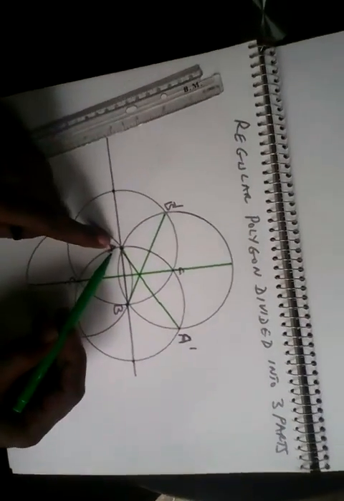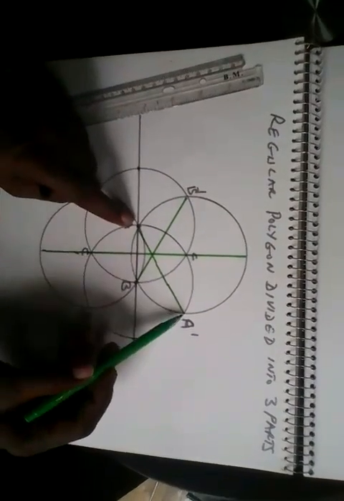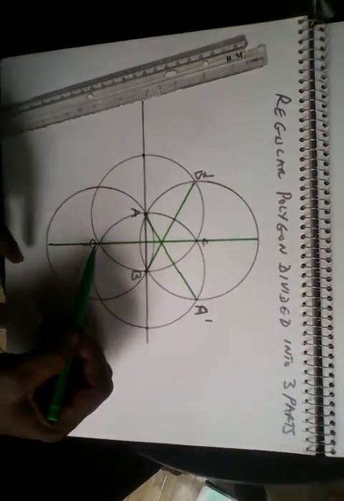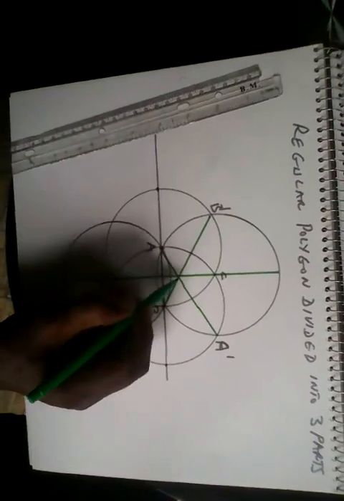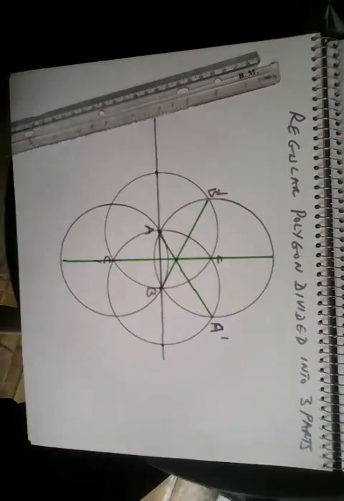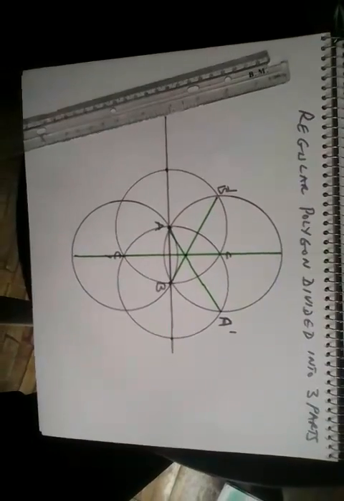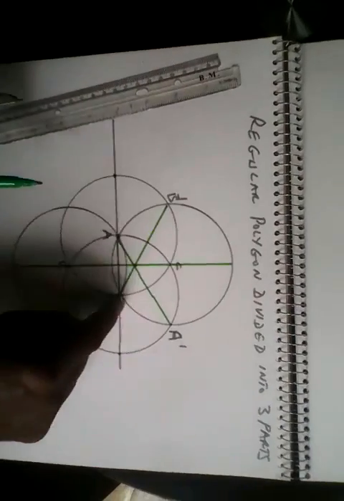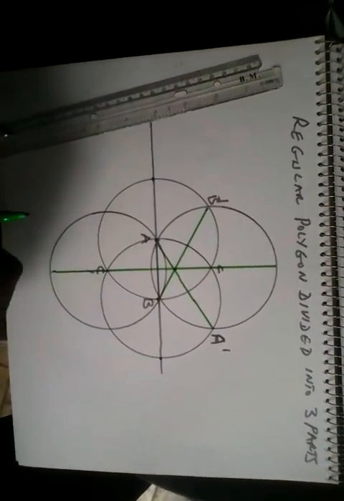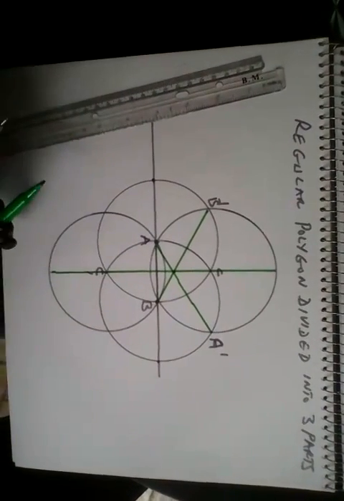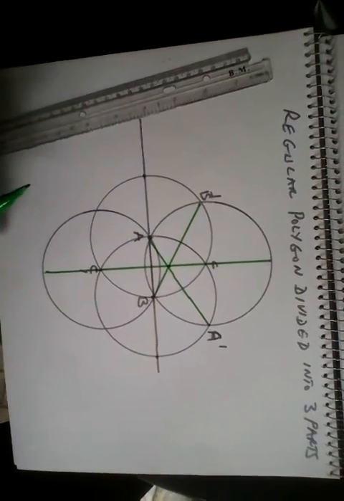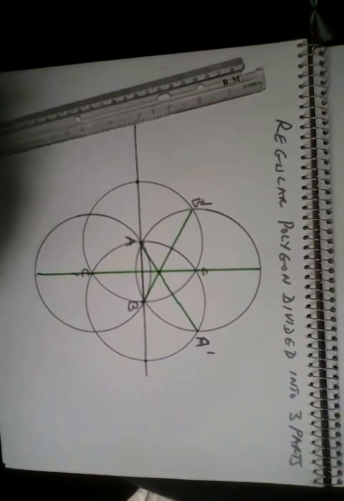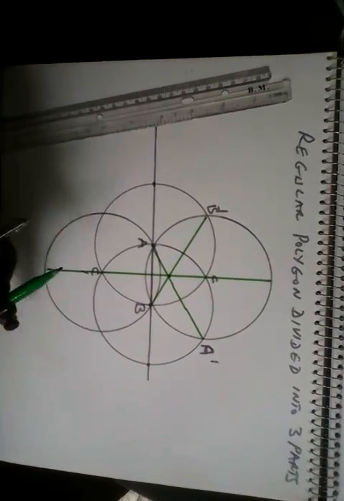You notice that the green line segment from point A to A prime, the green line segment from point B to B prime, and the green line segment from point C to C prime, the three lines meet over here. At that point, that will be the center of a regular polygon that is divided into three parts, going through this point and this point. So we adjust our compass.